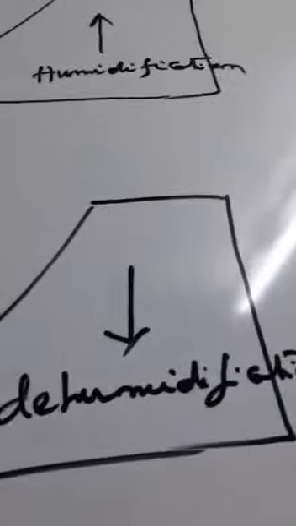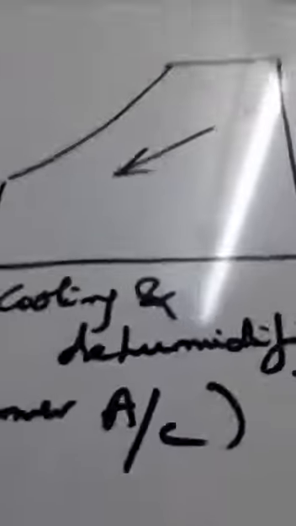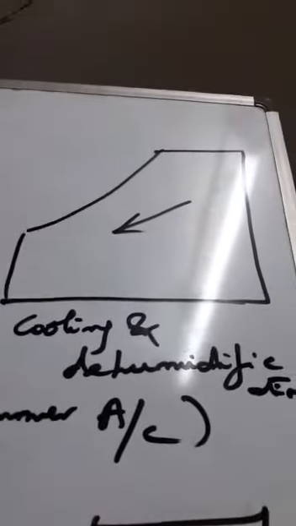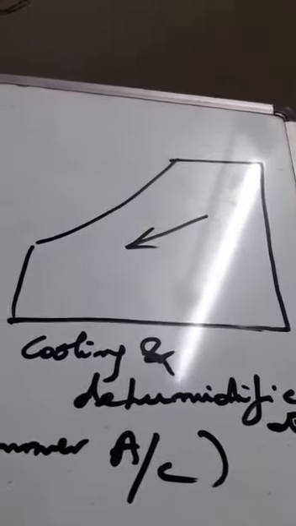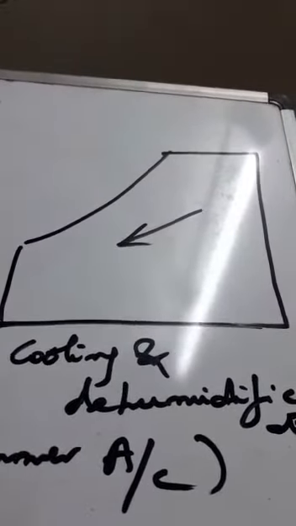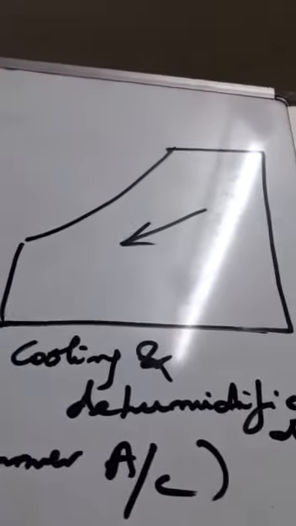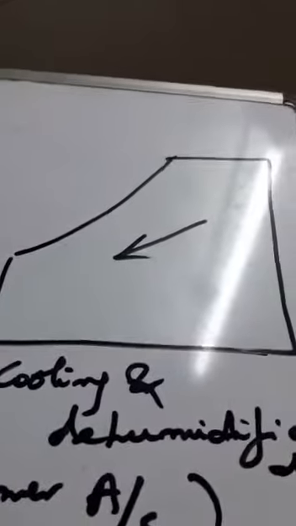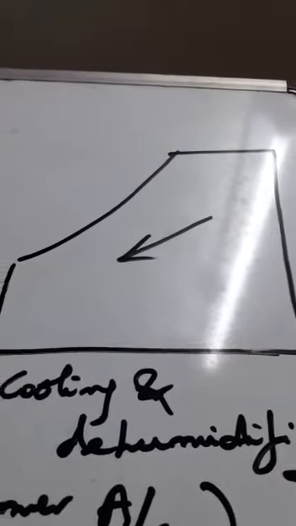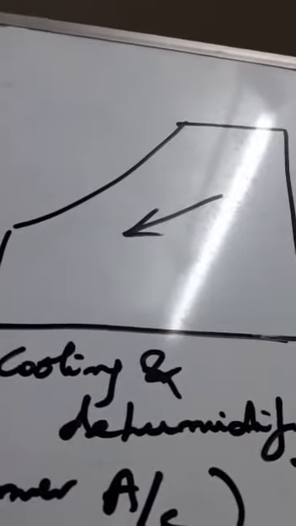Now let us mix up the processes and see what will happen. Say, for example, in this diagram you can see the line is slightly inclined but towards the left side, slightly inclined downwards. That is, it is both cooling as well as dehumidification. That means sensible cooling has happened, and at the same time dehumidification, which means the moisture also is getting changed. We will see how it will happen in actual air conditioning.